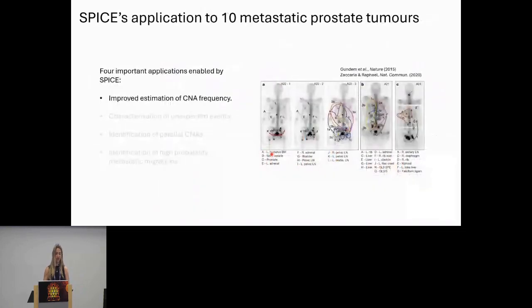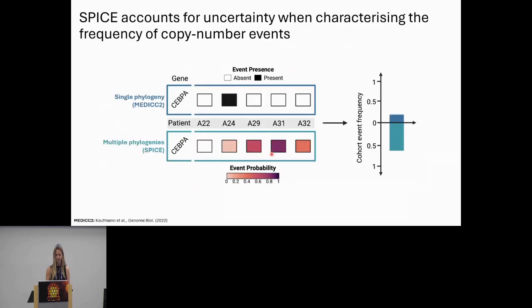And so I'll now demonstrate 4 important applications that are enabled by SPICE's application to this data. Firstly, looking at our improved estimation of copy number alteration frequencies. So as I mentioned earlier, one of the uses of SPICE is that we're able to determine the probability of copy number alterations occurring.